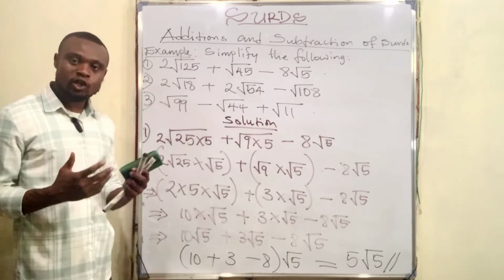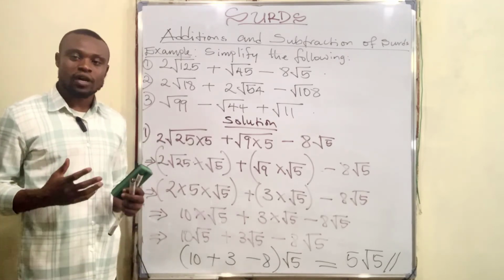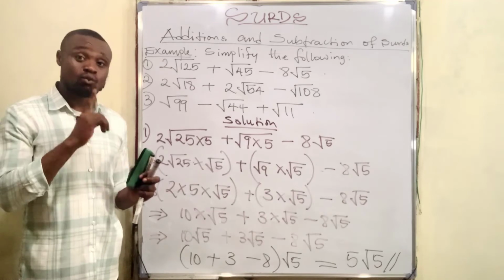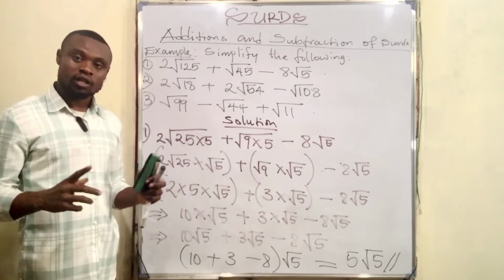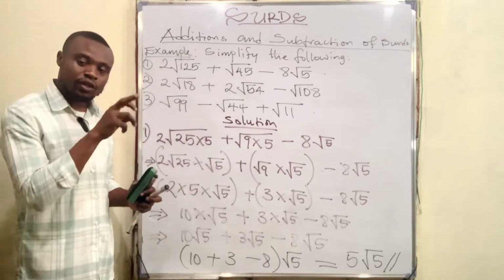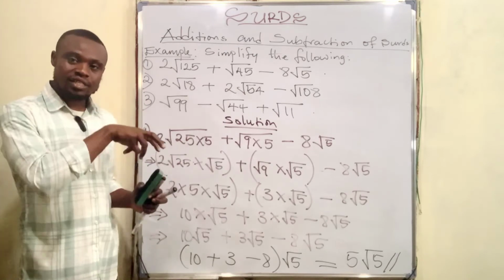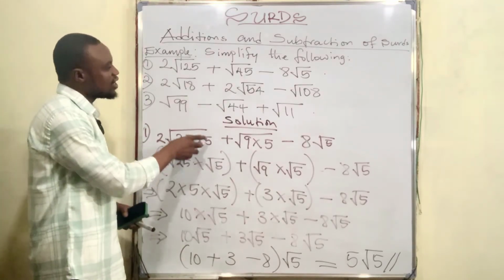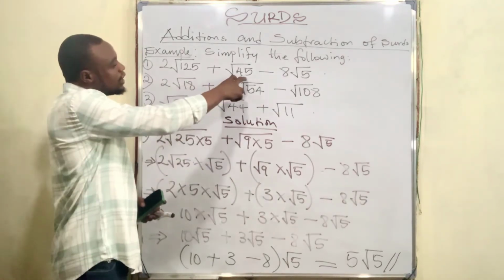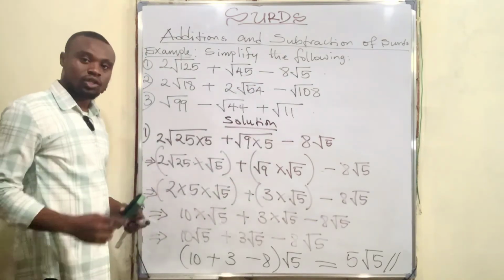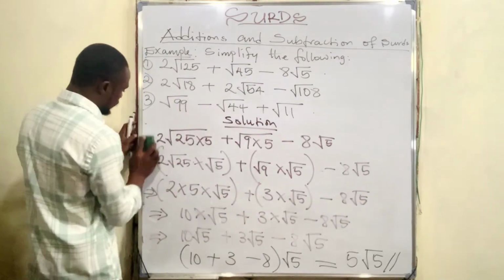So the major thing is to what? Find 2 factors or 2 numbers, particularly one should be a perfect square, multiplying to get what is inside the root, just like what is inside this root is 125. Likewise this, and likewise the other. So let's jump into number 2 questions.